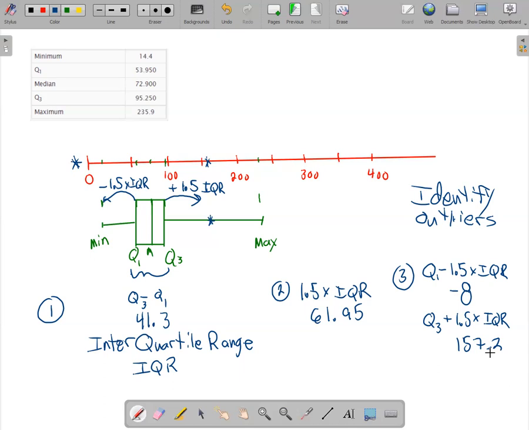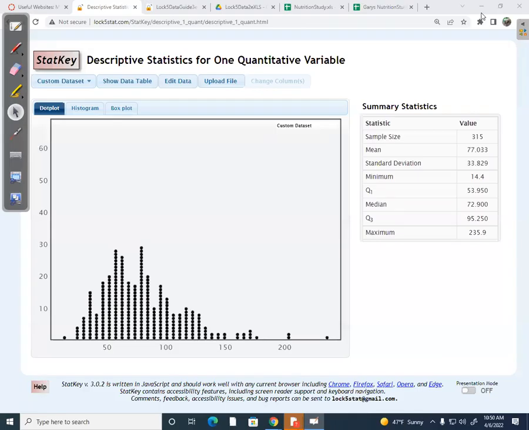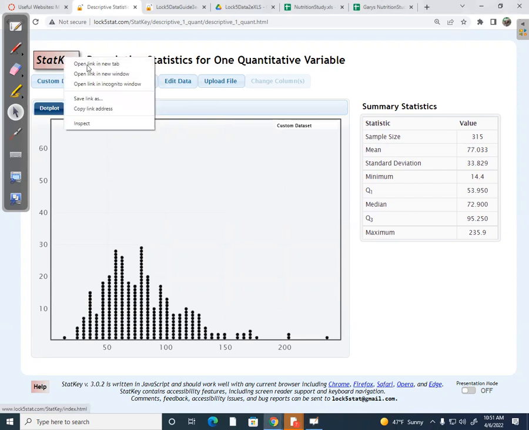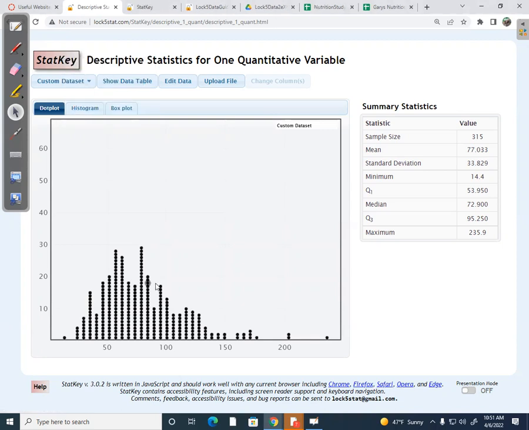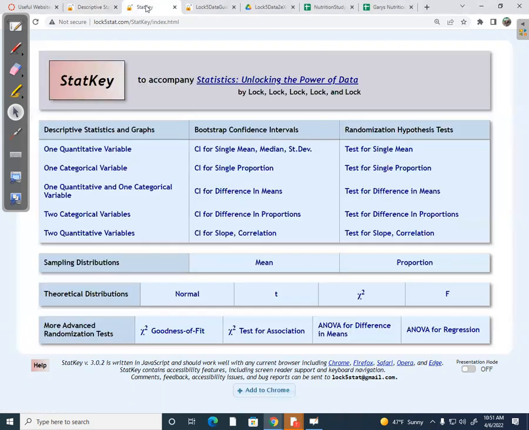So just to show that off for a second, let's go back to StatKey. Because we pasted our data in, and I don't want to do that again, we're just going to open a new StatKey tab. So leave this one here. To do that, you could open the StatKey title in a new tab, would be one option. But I want this one still there. I just want to go mess around with their data. So I'm going to go back to the one quantitative variable here.